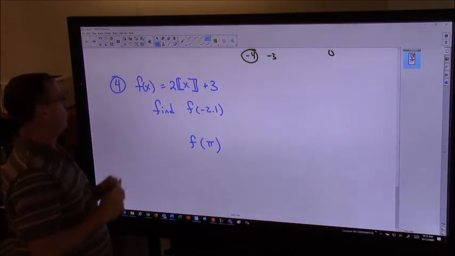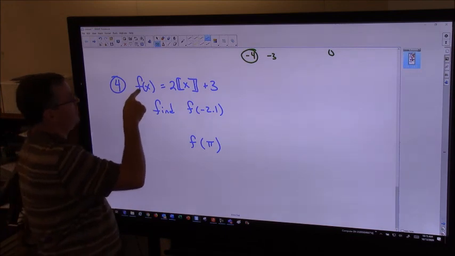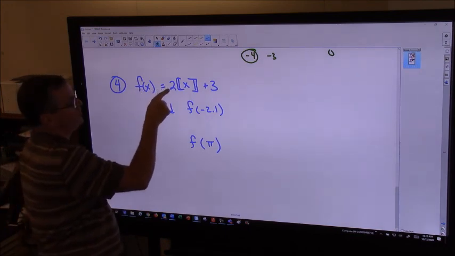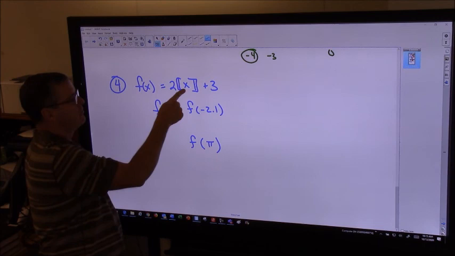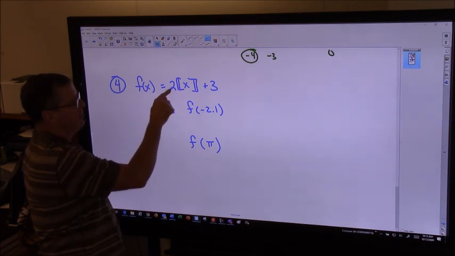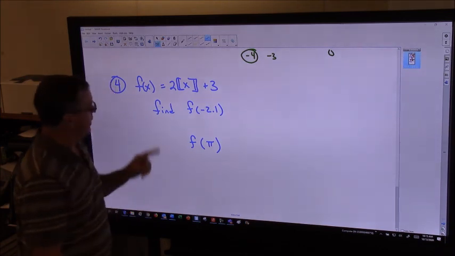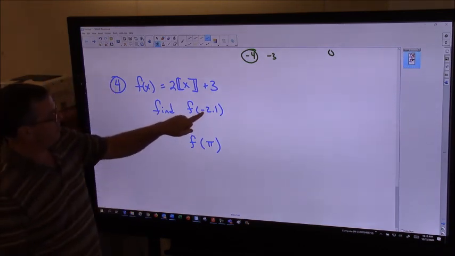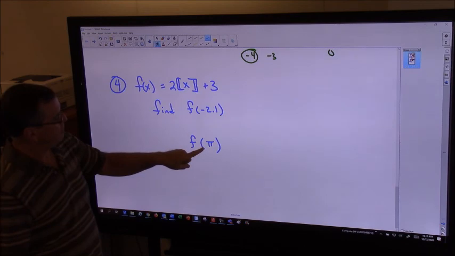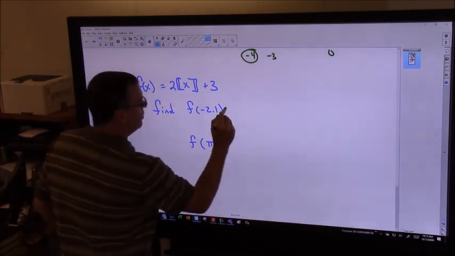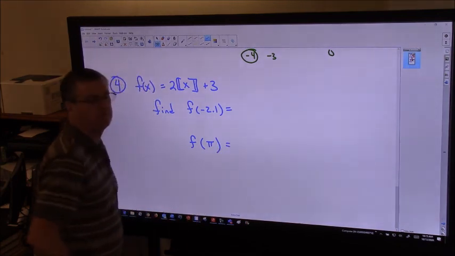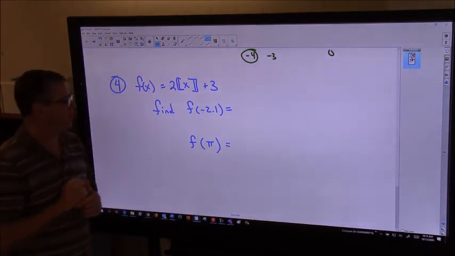All right, so we're going to get asked questions like this. If f of x equals 2 times the greatest integer function of x, okay, anytime you write a number in front of brackets or parentheses, it means to multiply, and then plus 3. And they want us to figure out what's f of a negative 2.1 and what's f of pi. Okay, you guys go ahead and try that. What are each of these equal to? All right, I'll give you a second here to do it.